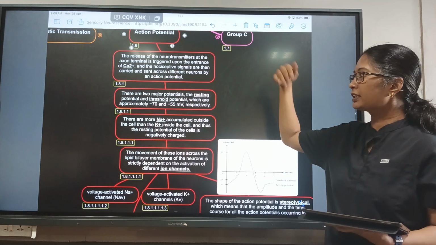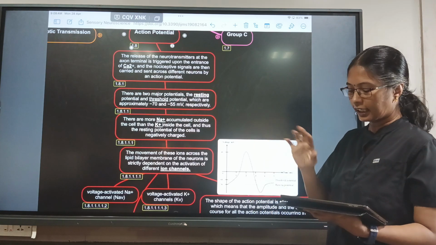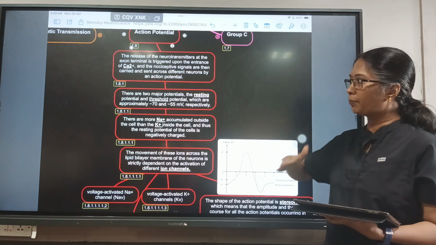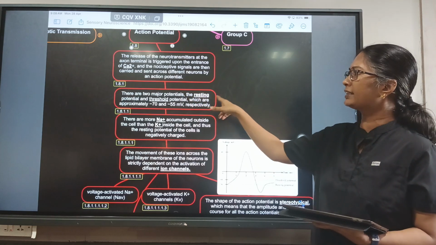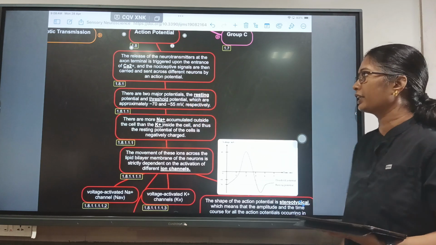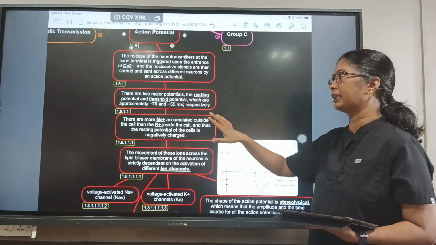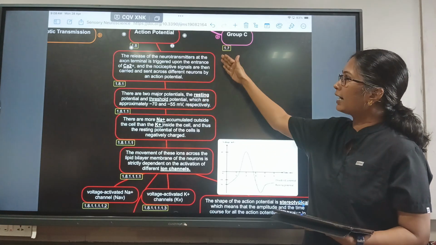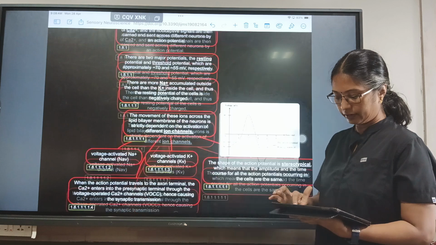These neurotransmitters come out and reach the synaptic cleft, which is the junction between the presynaptic and postsynaptic membrane. And there are two major potentials, the resting potential and the threshold potential, which are approximately -70 and -55 millivolts respectively. So this is important in the action potential. We need the resting potential and the threshold potential.